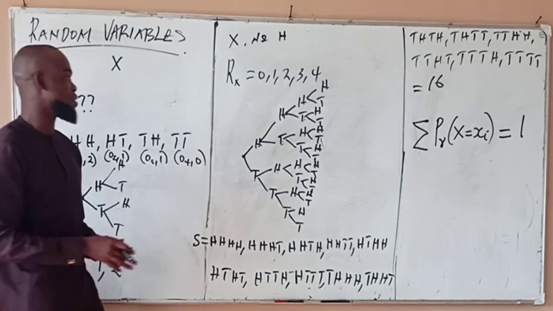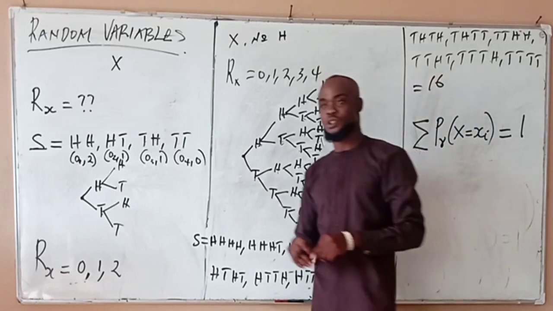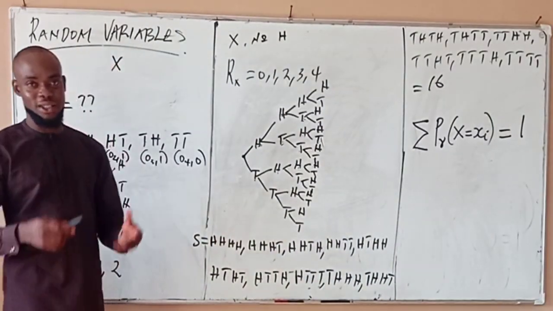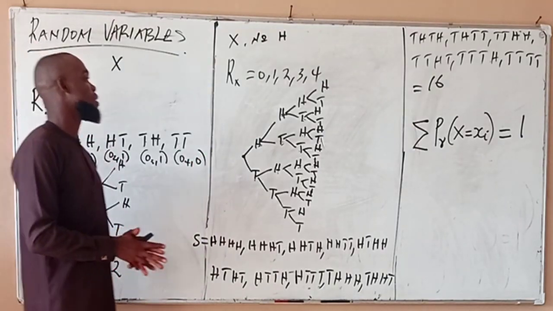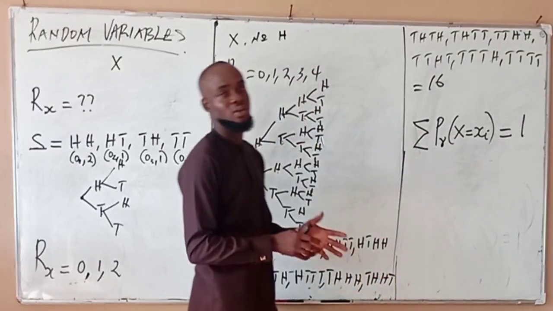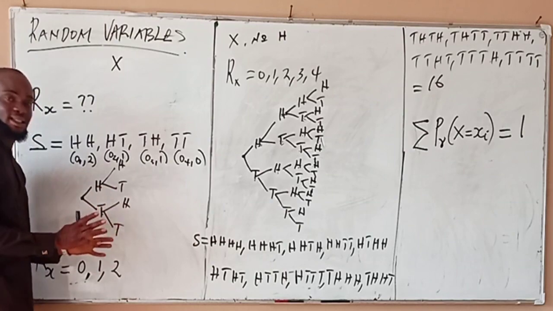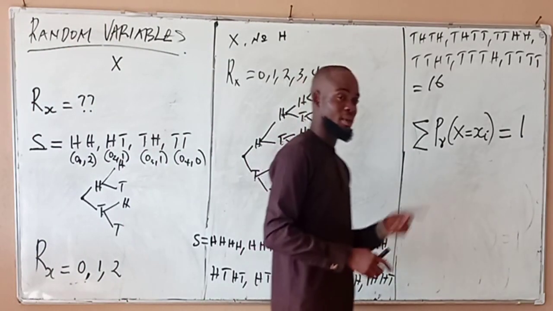And this is our probability mass function for that discrete random variable. We sum up all their probabilities together, and they are equal to 1. The summation of all the probabilities together is giving you 1. Therefore, we say that this is a discrete random variable.